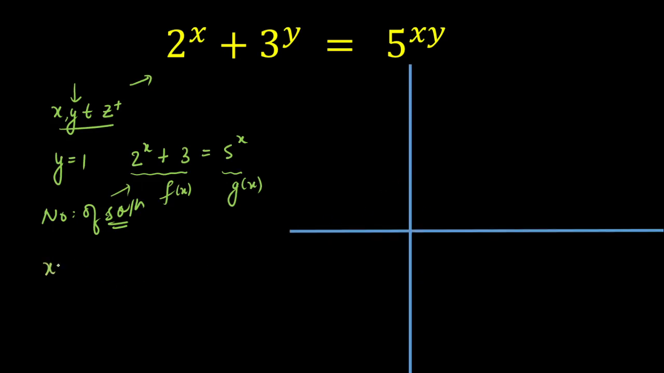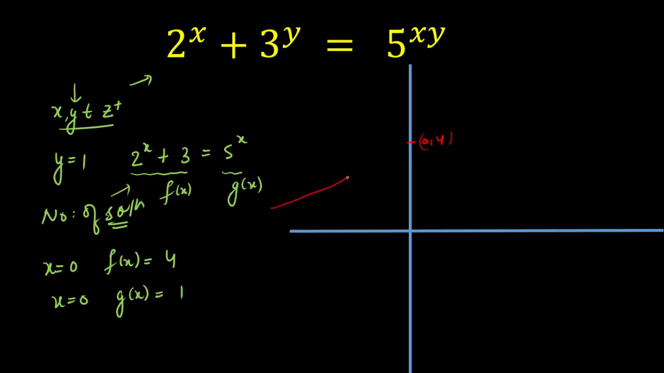Let's say for x is equal to 0. For x is equal to 0, f of x will become 2 raised to power 0 plus 3, that is 4. And for x is equal to 0, 5 raised to power of x, that is g of x, will give me 1. So now let's draw the graphs, so we'll get a better idea. I'm drawing 2 raised to power of x plus 3. 2 raised to power of x plus 3 is passing through 0 comma 4.